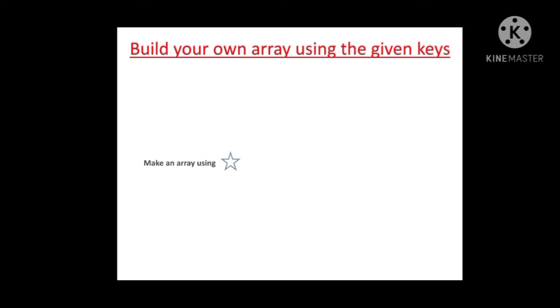Build your own array using the given case. The first one I have here, make an array using stars. I can create an array by using columns or rows. I use here in this one the rows. If I put in the first row 4 stars, I should complete in each row 4 stars to become an array. Look here, I determine first how many rows. I have here 3 rows.